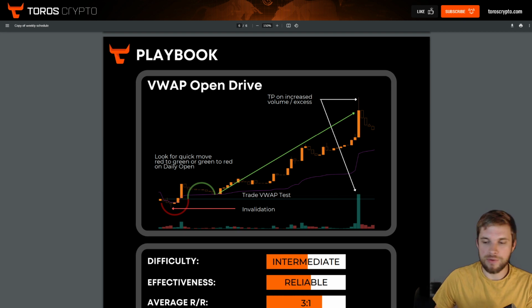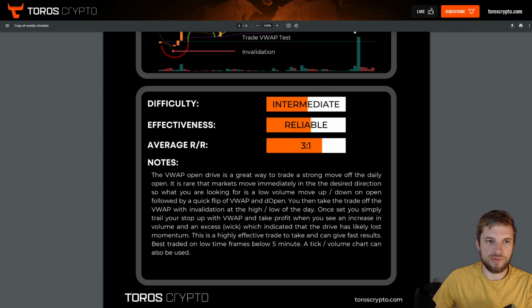So yeah, we'll just have a look through the text here. We've got it set as a difficulty of intermediate because it's pretty fast paced. You've got to get in and out quite quickly. It's very reliable and it gives a pretty decent risk to reward. So the VWAP open drive is a great way to trade a strong move off the daily open.